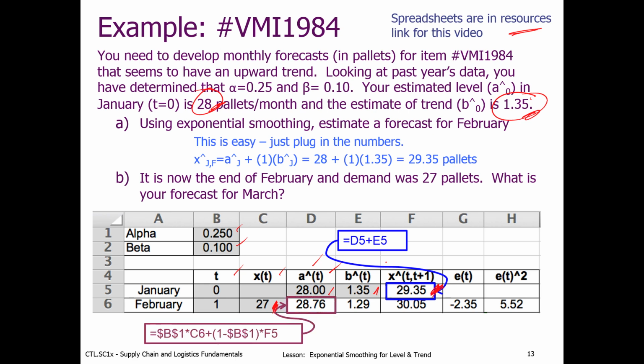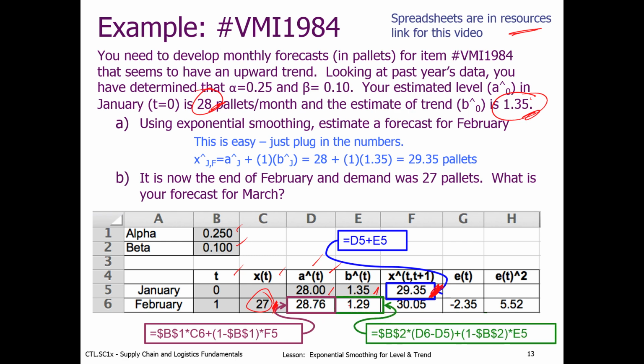But to find the forecast in March, I want to add together the estimated level in February plus the estimated trend in February. How am I going to do that? Well, I'm going to update. My updating equation for the A term is going to be alpha, which is in cell B1, this 0.25, times my most recent observation, which is in cell C6, which is this 27, plus 1 minus alpha, times F5. What's in F5? My most recent forecast, this 29.35. So that's what the 28.76 is.